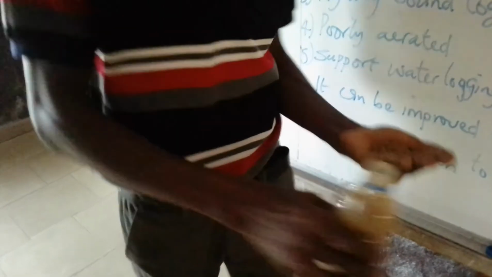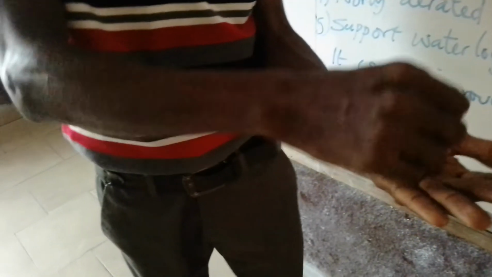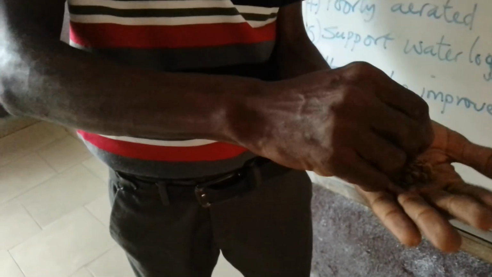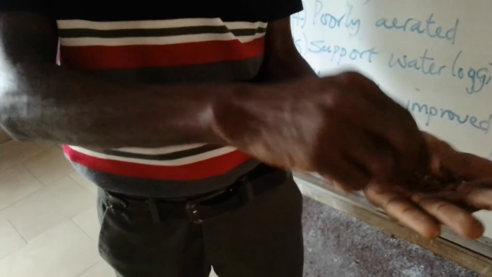With me here is an example of clay soil. Yes, it is caked. This is dried. It's caked already most times. When you wet it with water, it's sticky. When you break it, you discover that it is powdery, unlike the loamy soil.